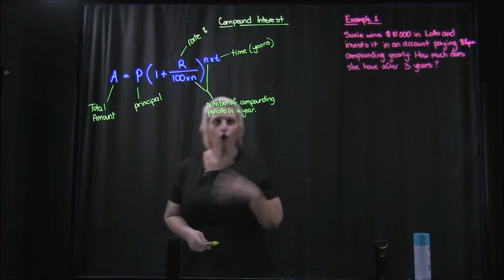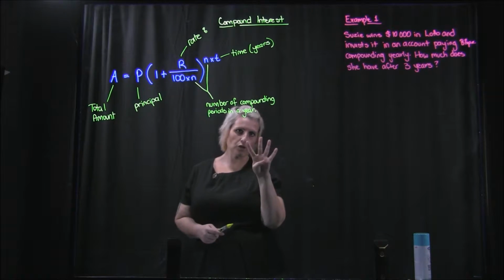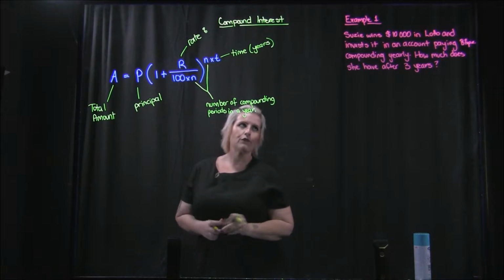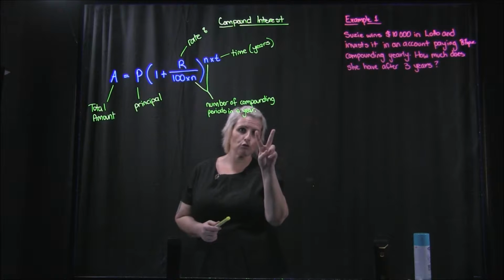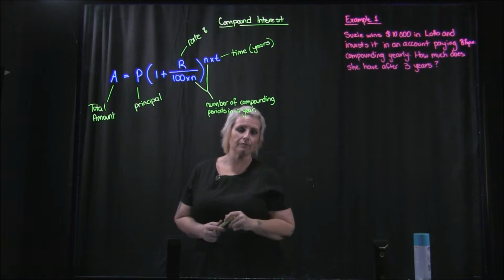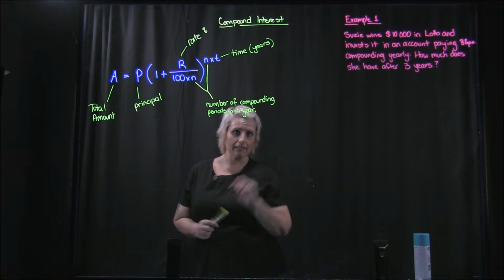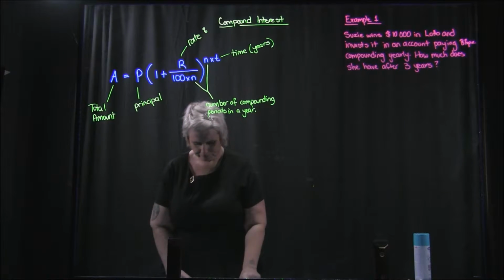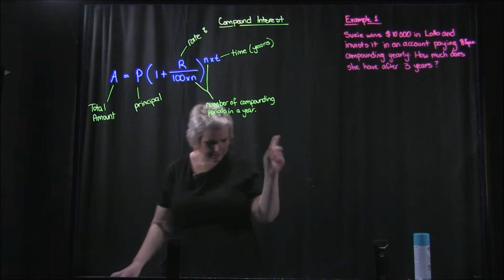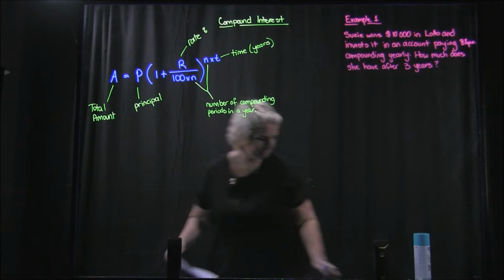So if it compounds quarterly, that means 4 times a year, so N would be 4. If it compounds every half year, every 6 months, then it would be 2 compounds. There's 2 halves in a year. If it compounds annually, then it's once a year, so N is 1. Now that we have that, let's do our example over to the side here.